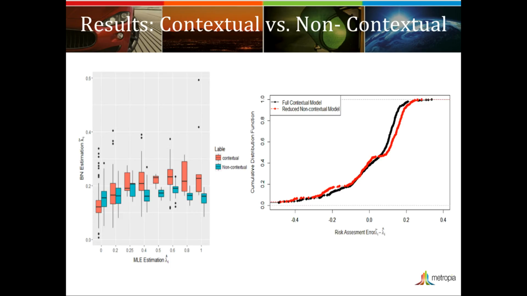Additionally, the figure on the right-hand side shows a cumulative distribution of the estimation error. The black curve represents the full contextual model, and the red curve represents the non-contextual model. This figure shows that the modeling error from the contextual model is more concentrated in the low range level and that the estimated risk from the full model has less errors when compared to the non-contextual approach.